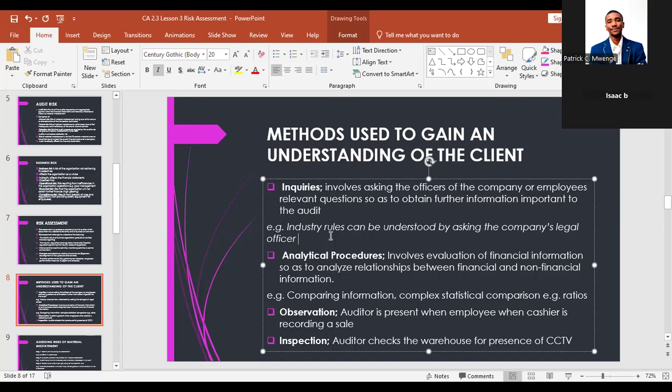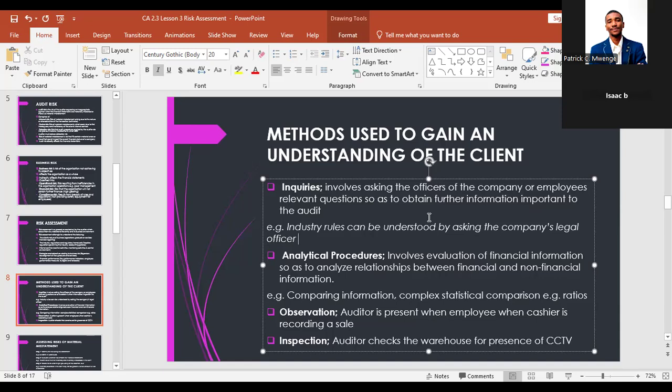How is the cashier carrying out his or her job? Is there any segregation of duties? Is the same cashier who receives the payments, when they receive the payment, the same cashier who goes to the bank and deposits the money? So we just sit and observe what's happening in the business. If it's a warehouse, we just go to that particular warehouse, we sit and we observe, right?